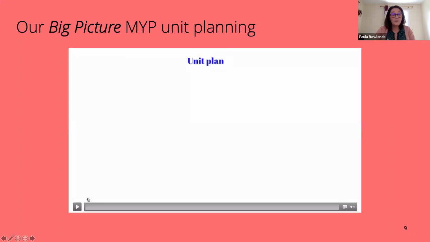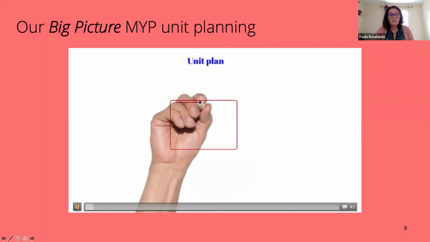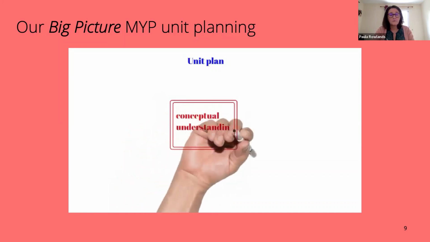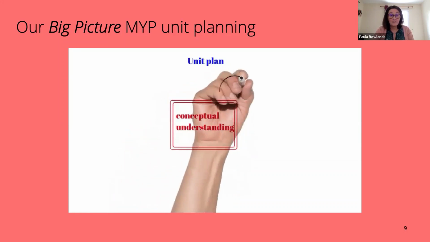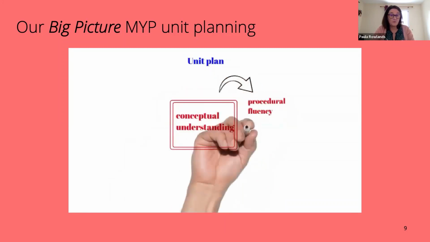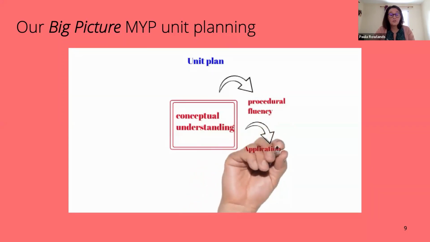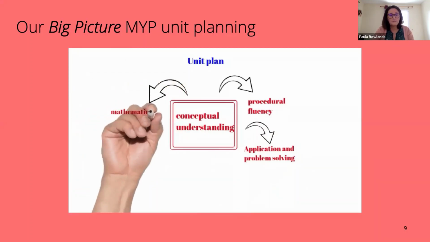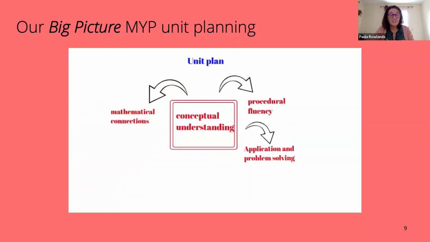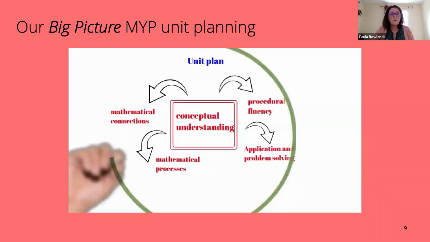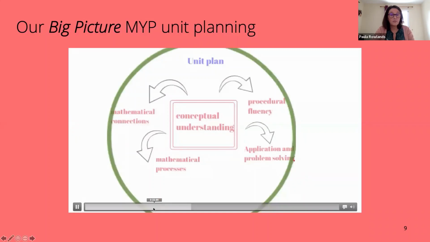So the first point of our planning, when we're sitting down and thinking of a unit, is always the concepts: the mathematical concepts, the related concepts, and the key concept. And after that, we think, well, what procedural fluency do we want to promote with the students? Do we want to look at applying their skills, or are we focusing on problem solving? What mathematical connections do we want to make with this unit? And what mathematical processes are we going to focus on?